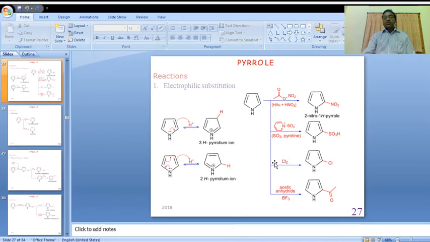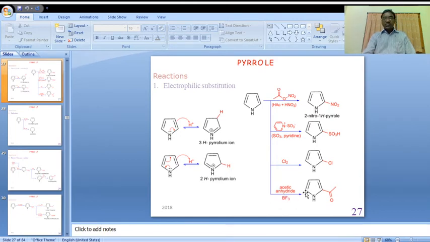Now let us go to the halogenation reaction. Pyrrole on reaction with a chlorine molecule. Here also, the Cl plus electrophile attacks on the second position, and we will get 2-chloropyrrole. Is it clear?